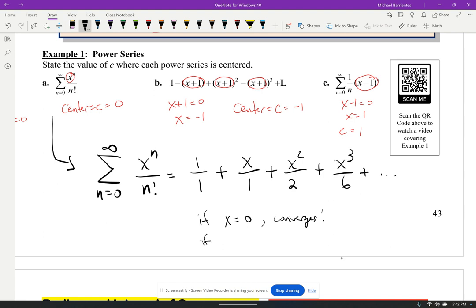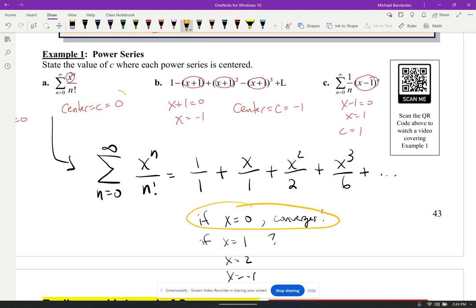But what about if x equals 1? Will it converge? I don't know. If I substitute 1, that's going to be 1 plus 1 plus 1 half plus 1 sixth. Is that going to be enough to converge? We're going to have to check that. And what about x equals 2? And what about x equals negative 1? So what are the x values that are going to be guaranteed convergence for this series? That's what we're looking for when we talk about an interval of convergence: what are the x values that would make convergence true?